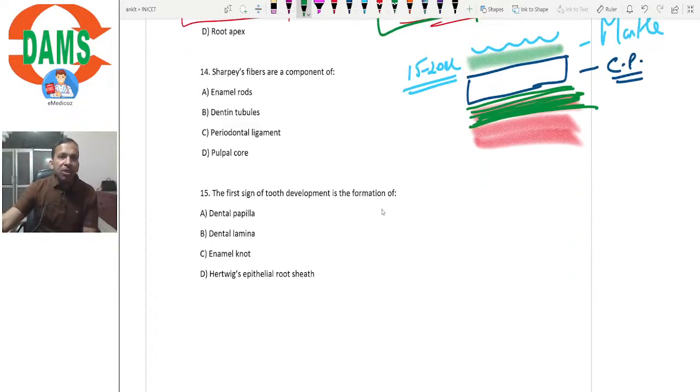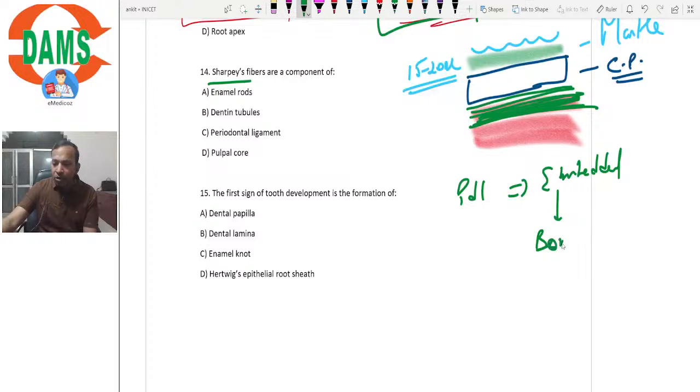Next question, Sharpey's fibers are a component of. So what are Sharpey's fibers? Sharpey's fibers are nothing but the PDL which is embedded where? Either in the bones or in the cementum, right? So either the PDL that is embedded in the bone or in the cementum is known as Sharpey's fiber. So it is not enamel rods, not dentinal tubules, not pulp core, it has to be PDL, isn't it?